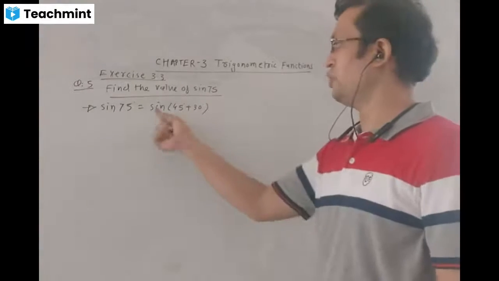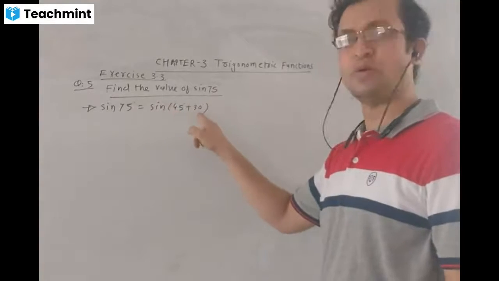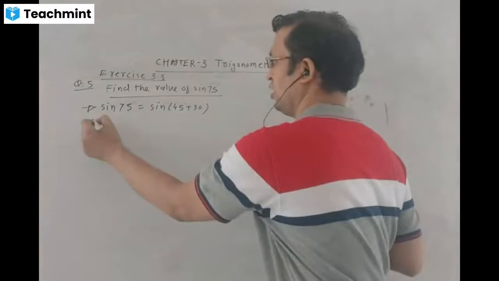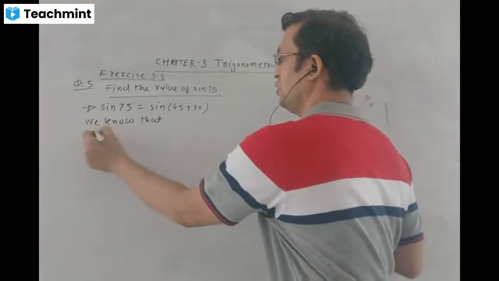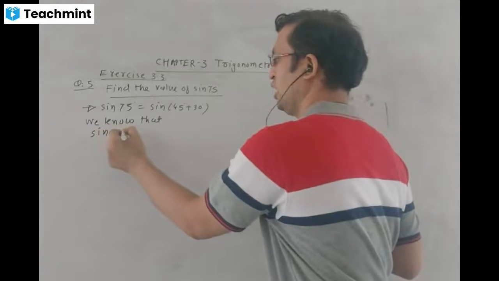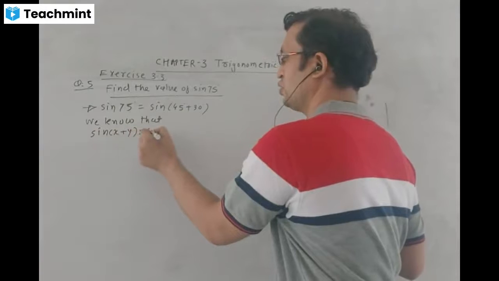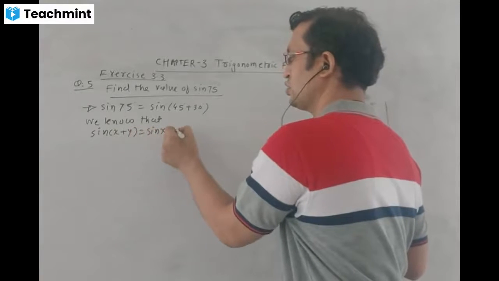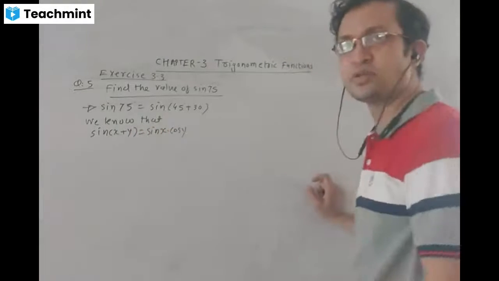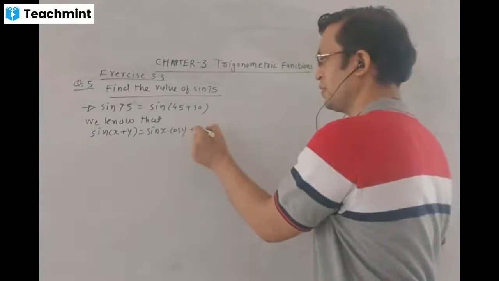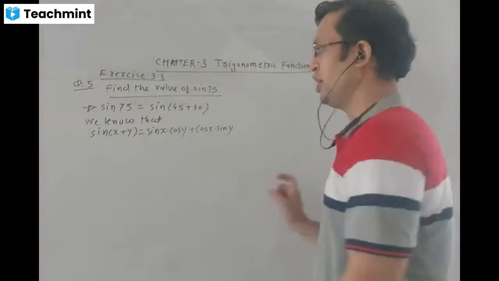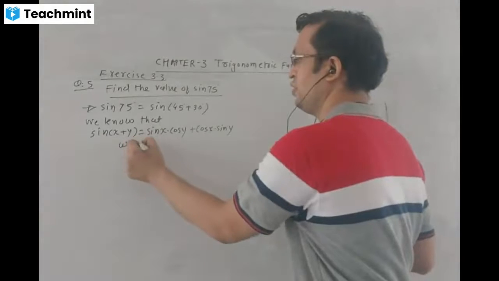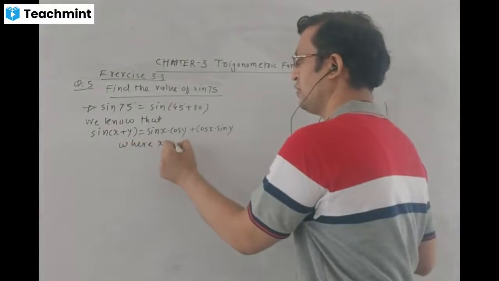Then we apply the formula of sin(x plus y). What is the formula of sin(x plus y)? It is equal to sin x cos y plus cos x sin y, where x is equal to 45 and y is equal to 30.